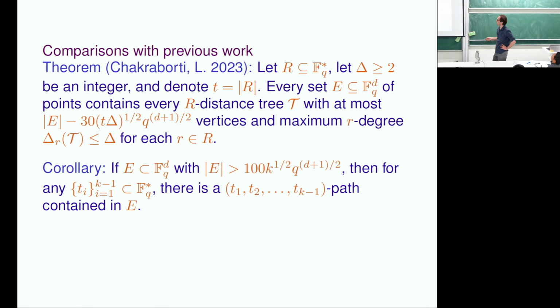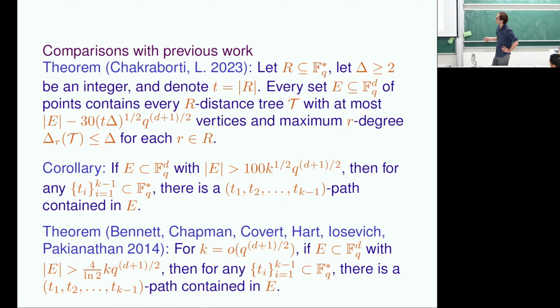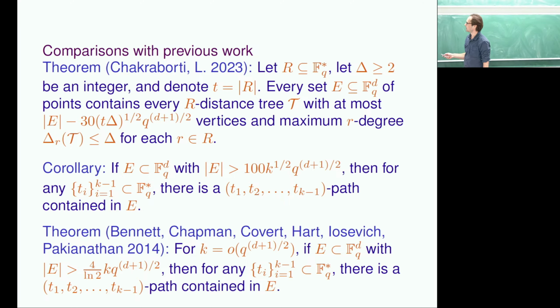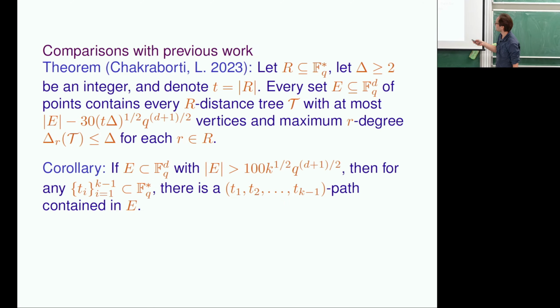So we can compare our theorem to the one that I showed earlier for paths. The main difference between our theorem and the one before is that we're looking for trees that cover almost the entire vertex set, or the almost entire set of points that we're given, whereas the previous one was looking for paths of size k. But we can consider paths with size k. So here's a corollary to the theorem. If E is a set of points and the size is at least square root k times q to the (d+1)/2, then we contain every k distance path.